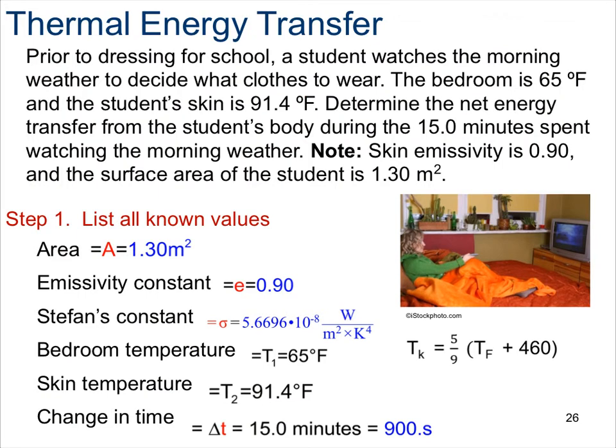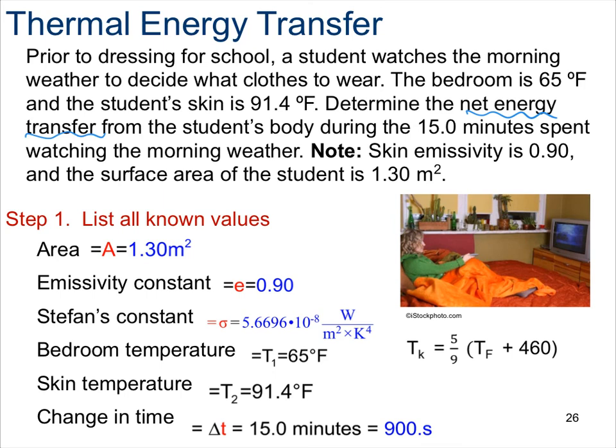So let's take a look at the example. Prior to dressing for school, a student watches the morning weather to decide what clothes to wear. The bedroom is 65 degrees Fahrenheit and the student's skin is 91.4 degrees Fahrenheit. Determine the net energy transfer from the student's body during the 15 minutes spent watching the morning weather. They note that the skin emissivity is 0.90 and the surface area of the student somehow is 1.30 square meters.